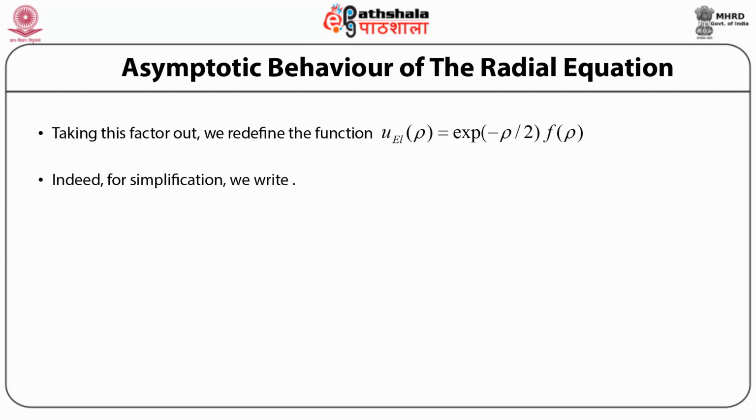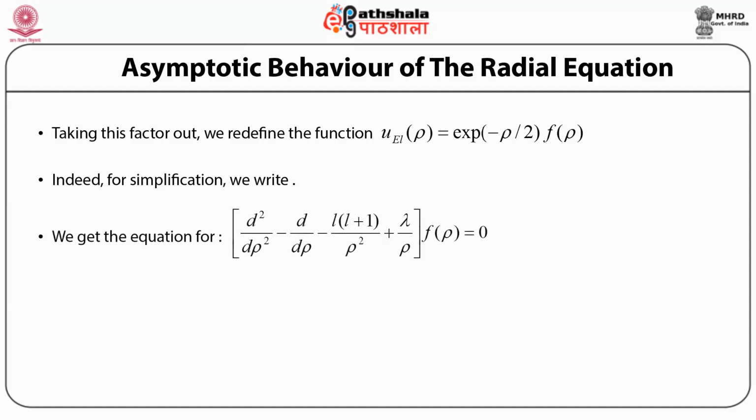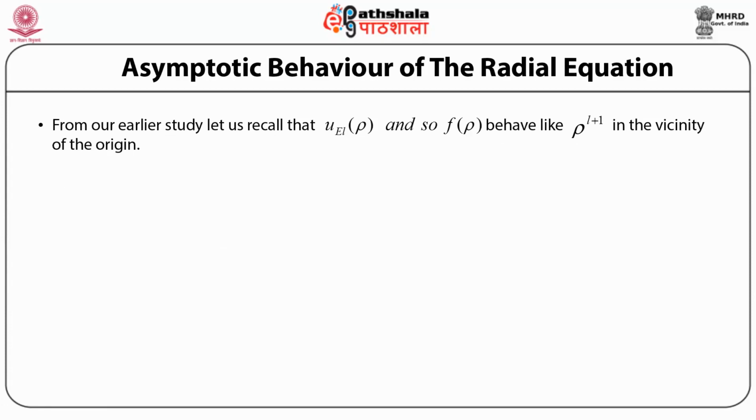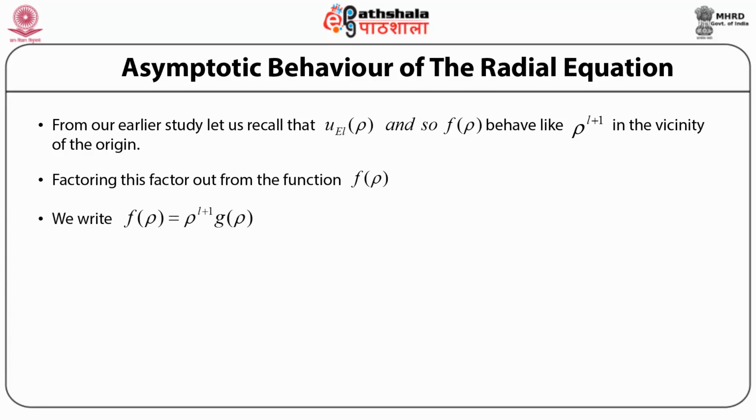Indeed, for simplification, we write, substituting 25.22 in 25.19, we get the equation d square by d rho square minus d by d rho minus L multiplied by L plus 1 by rho square plus lambda by rho, multiplied by f as a function of rho, equal to 0. From our earlier study, let us recall that U_EL of rho, and so f of rho, behave like rho to the power L plus 1 in the vicinity of the origin. So factoring this factor out from the function f of rho, we write f of rho equal to rho to the power L plus 1 times g of rho.